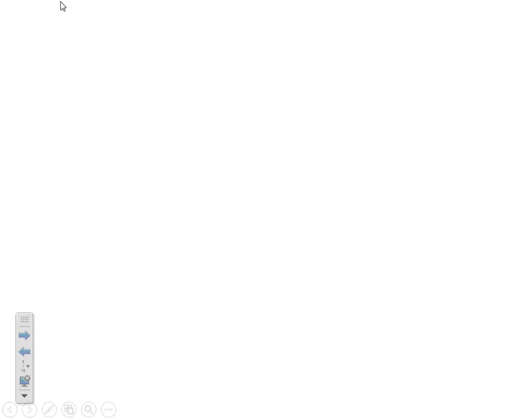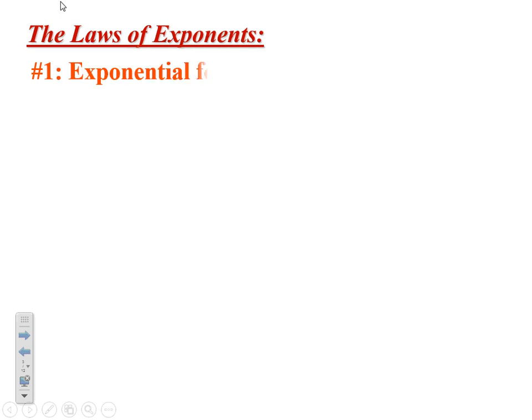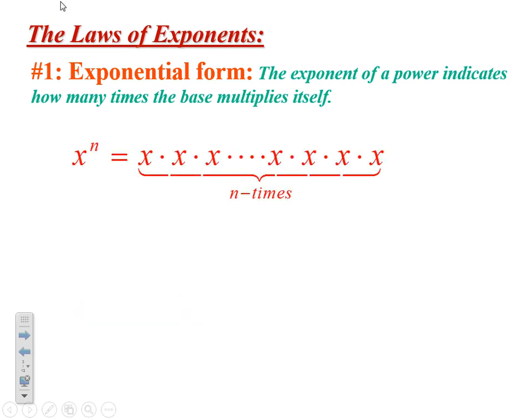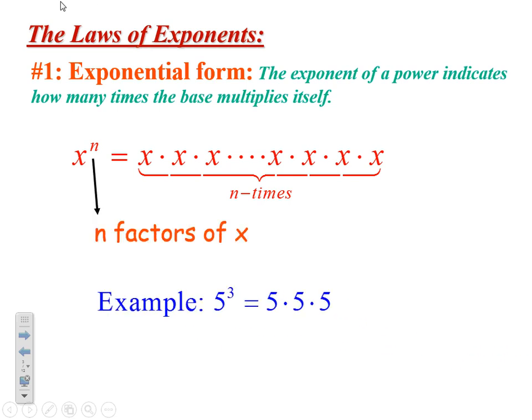Now we're going to be talking about the laws of exponents. There's going to be 8 laws of exponents. So here is our first law of exponents. Number 1, exponential form. The exponent of a power indicates how many times the base is multiplied by itself. So we're going to have x to the n. We're going to have x times x, the nth number of times, so however many numbers it's going to be. An example of this in factors of x is 5 cubed equals 5 times 5 times 5.